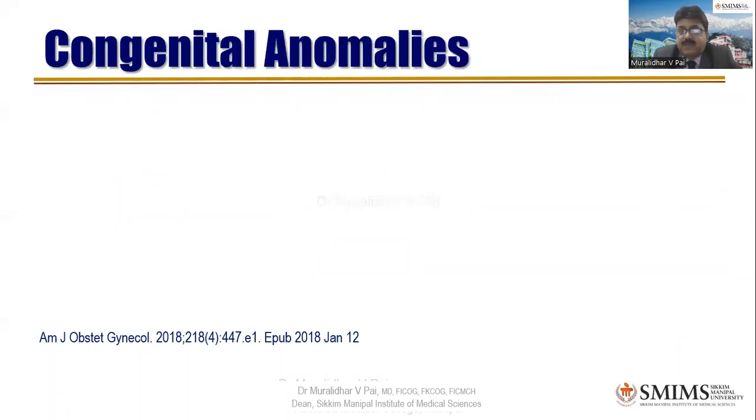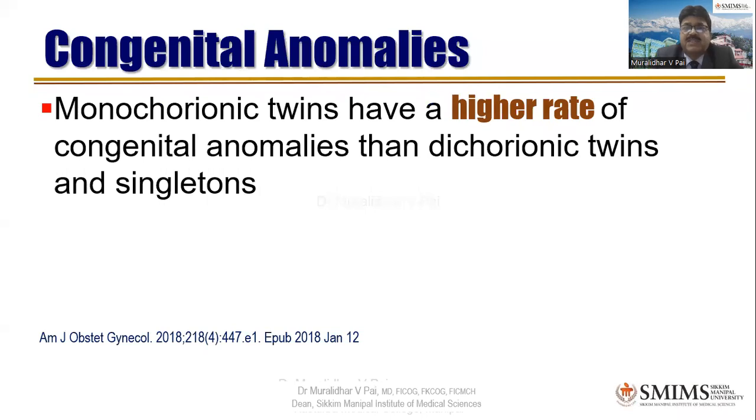And finally, the complication of a monochorionic twin is congenital anomalies. Monochorionic twins have a higher rate of congenital anomalies than dichorionic twins and singletons. Obviously, because they are splitting, isn't it? The single zygote is splitting into two. So when it does so, there can be a higher rate of congenital anomalies, including conjoined twins, which is a big anomaly if the splitting occurs after 13 days, which I told you right in the beginning of the class.